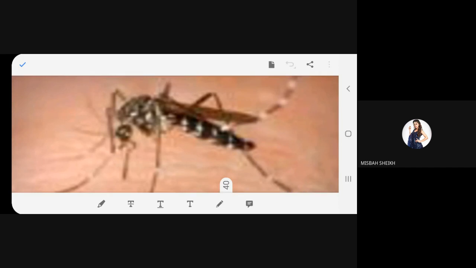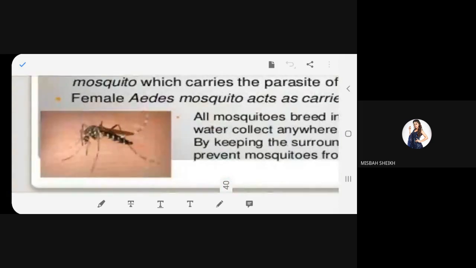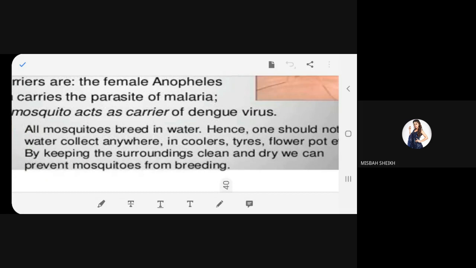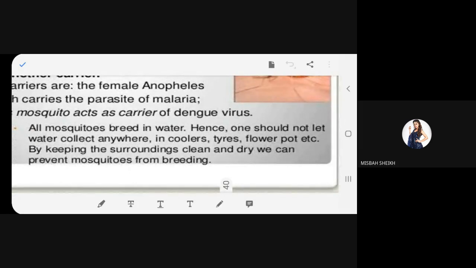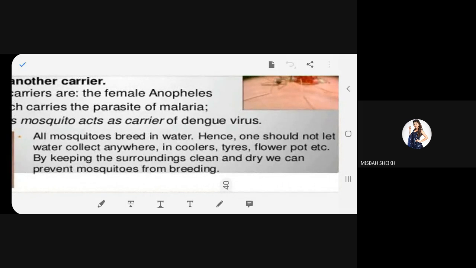These are Aedes mosquitoes, and they are the carrier of the dengue virus. You must have heard about dengue. Now, how to control these mosquitoes? We know that these mosquitoes breed in water. That means they multiply, they reproduce, and they lay eggs in the water wherever it is collected.